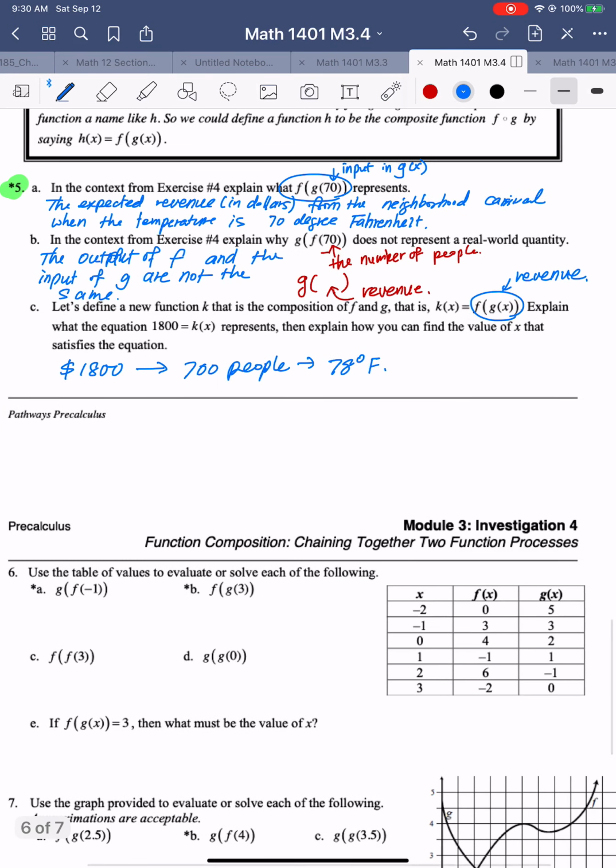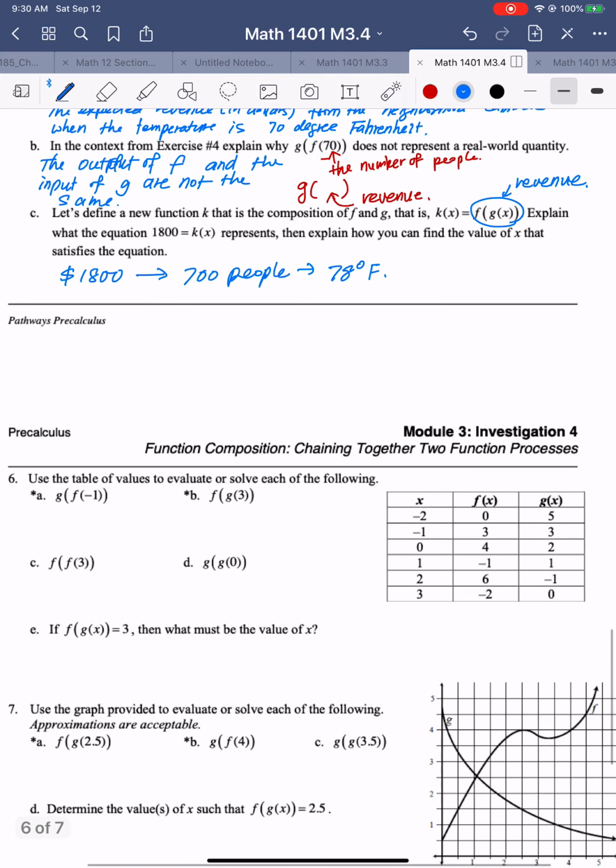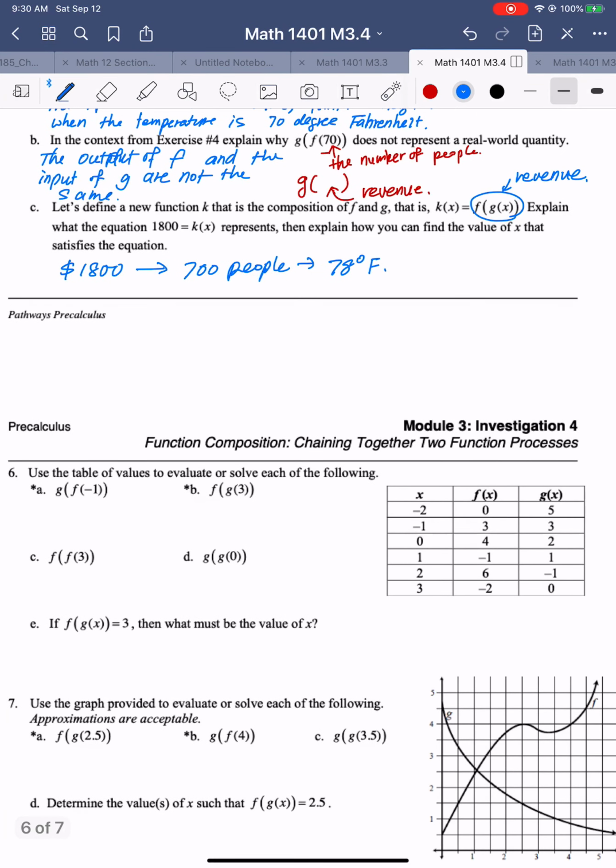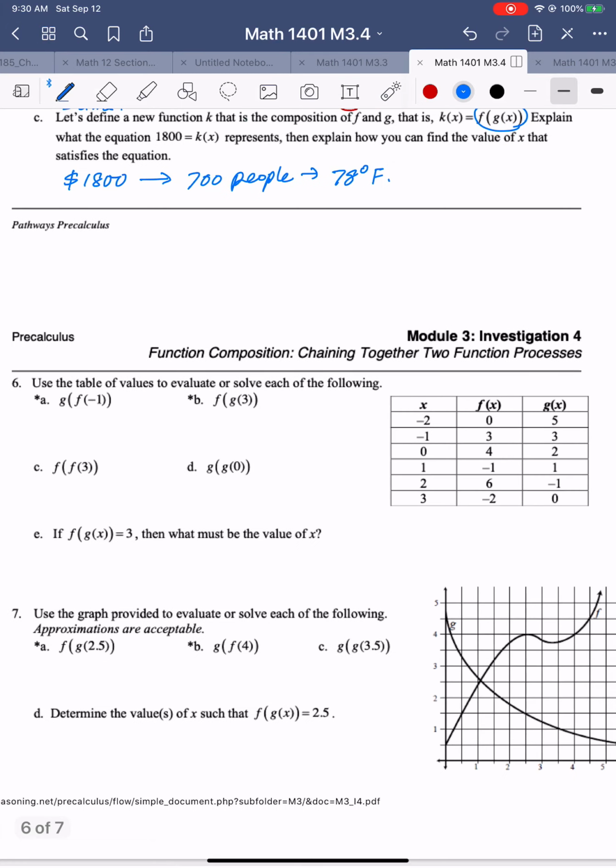Okay, all right, so number 6, I don't need to do this, but it is a good exercise for us. I might not do it in class, but I want to do it right here. Number 6: use a table to evaluate and solve each of the following.